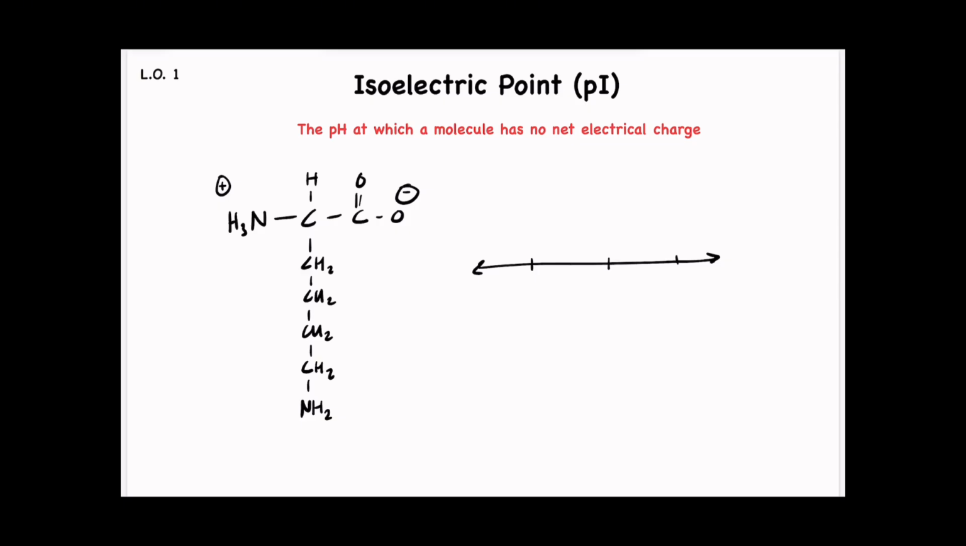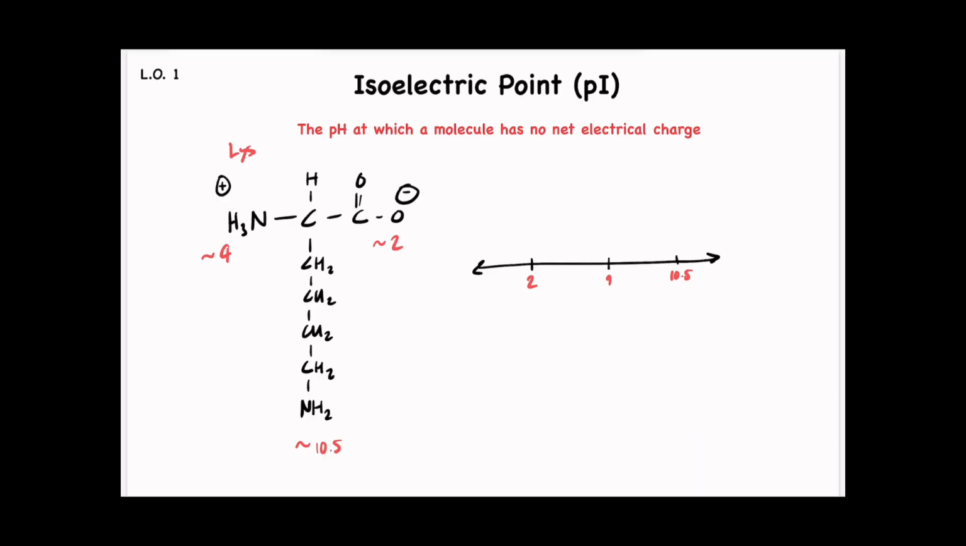In this case, I've drawn a lysine here. We know that the amino group has a pKa around 9. The carboxyl group has a pKa around 2. And the R group of lysine has a pKa around 10.5. So you're just going to draw these pKa's onto the number line. So we have 2, we have 9, and we have 10.5.